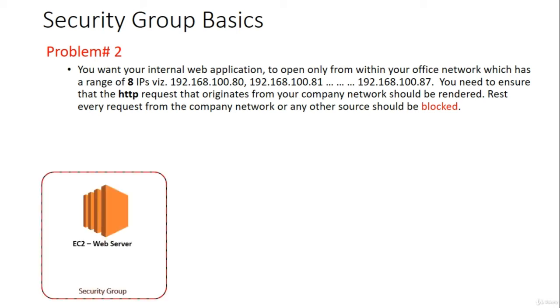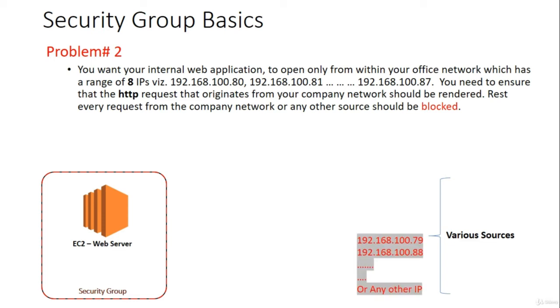So again, this is your web server along with the security group, which sits outside the web server, and there are various sources. All of these which are marked in red are not allowed. These are the 8 IPs. I mean, only 3 are shown, but you should think that there are 8 IPs in continuation.